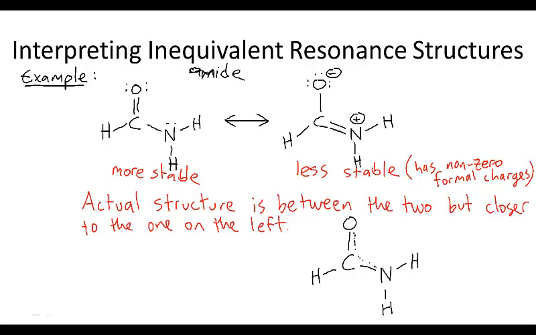What that means is there is some pi bonding between the carbon and the nitrogen, but it's not as effective as the pi bonding between the carbon and the oxygen. I wonder.